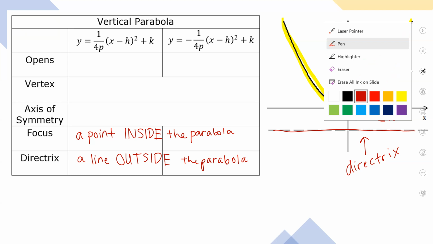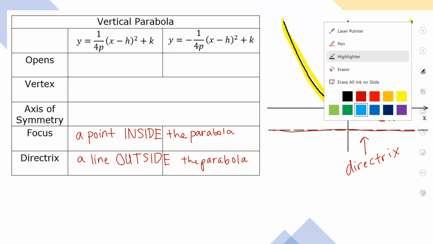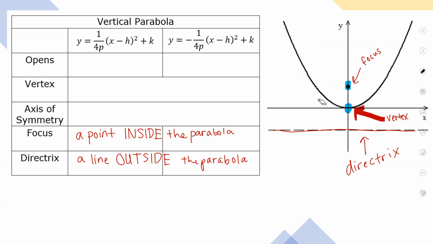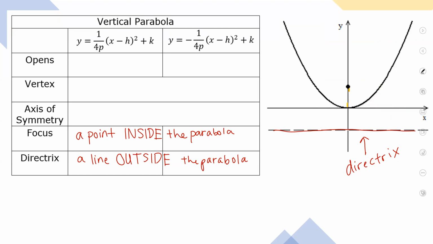Let me highlight some things that are important. So here's your focus, here's the vertex, and here's the directrix. The space right here, let me erase some things. The space right here, let me highlight it. This space is called the p-value. This space is the p-value. So the distances are going to be the same, okay?